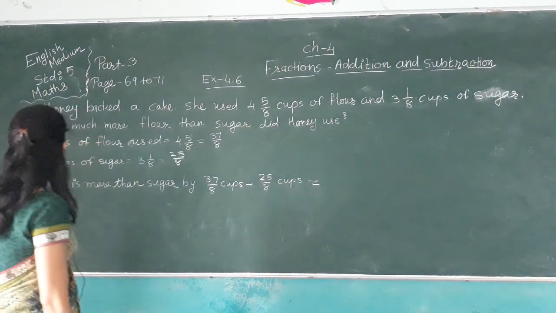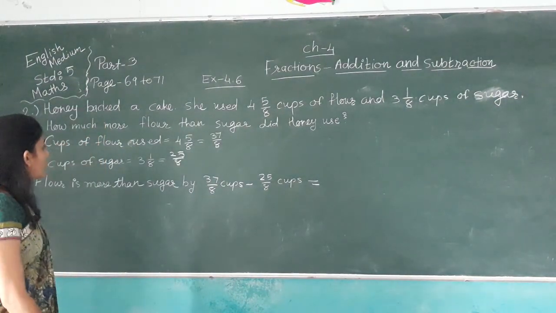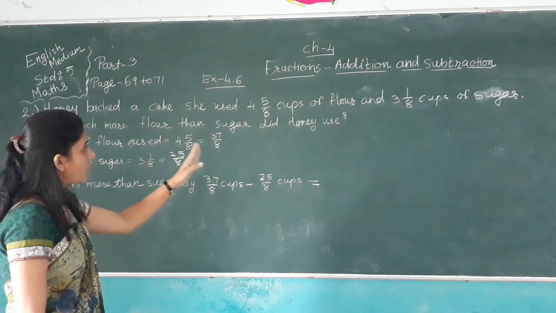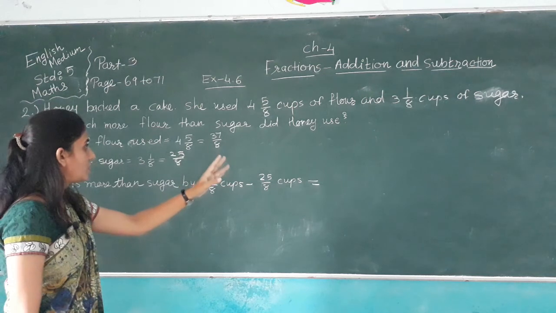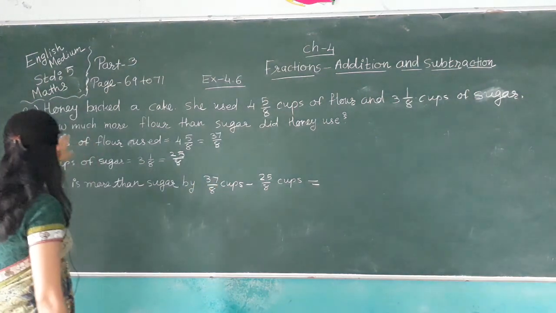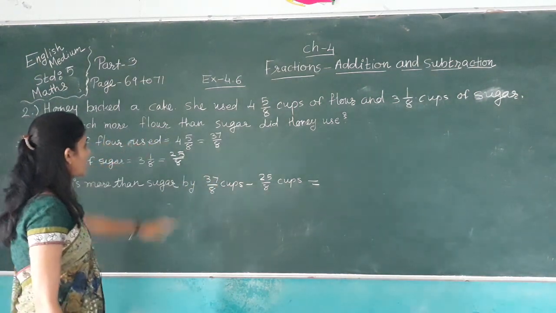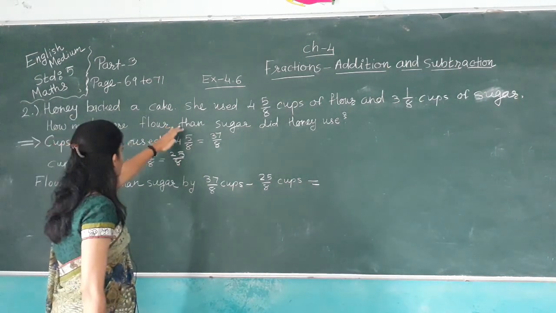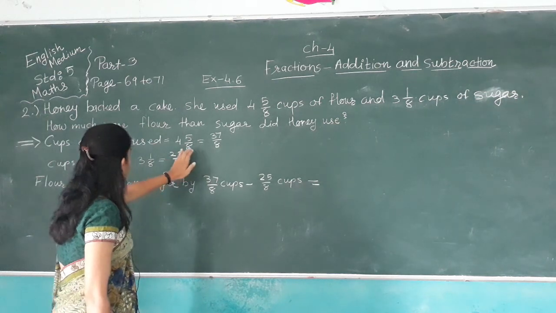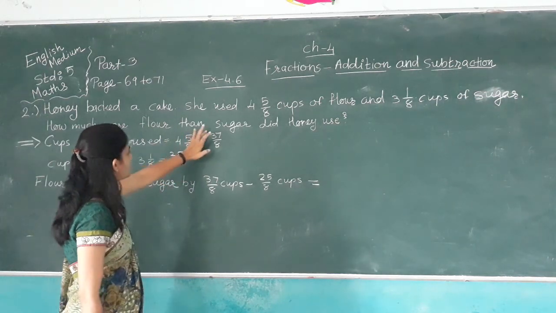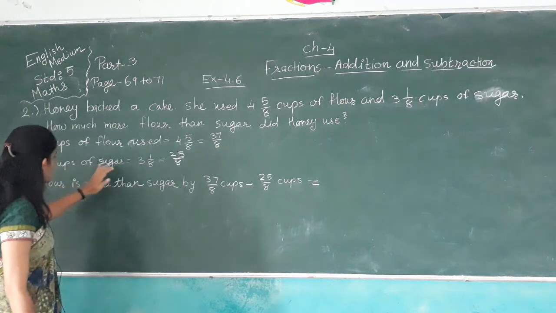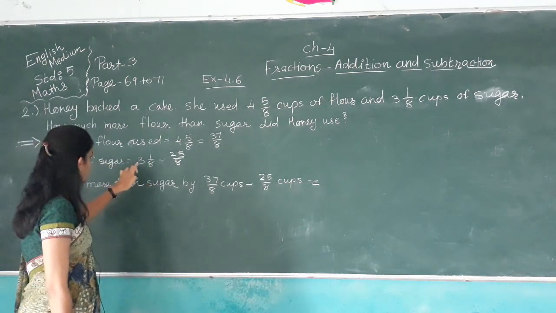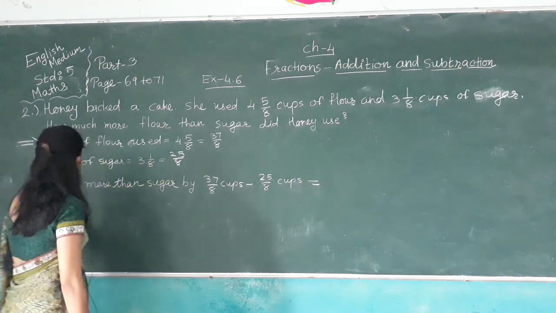Now next story. Honey baked a cake. She used 4 5 out of 8 cups of flour and 3 1 out of 8 cup of sugar. How much more flour than sugar did Honey use? Cups of flour used is 4 5 out of 8, is equal to 8 4s are 32 plus 5, 37 out of 8. Cups of sugar is equal to 3 1 out of 8, is equal to 8 3s are 24 plus 1, 25 out of 8.